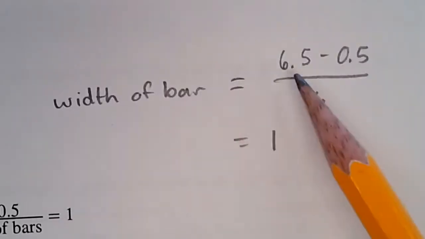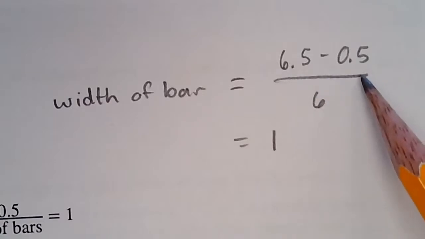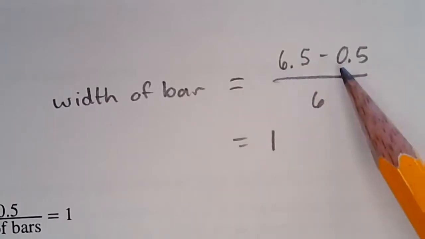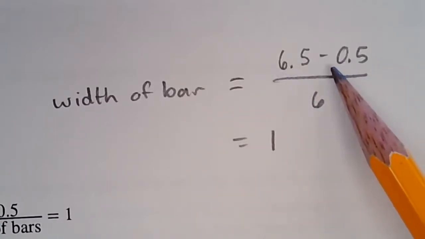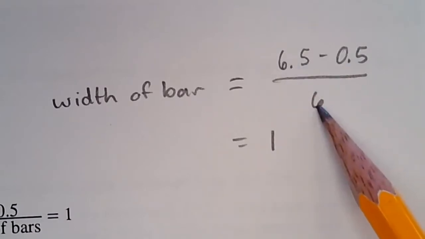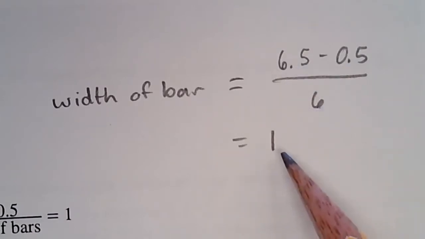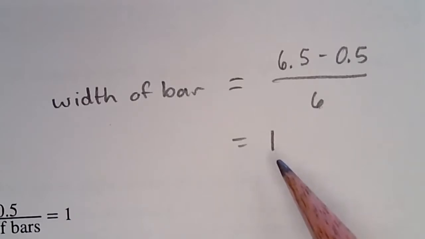For ours, our adjusted ending value was 6.5 and our adjusted starting value was 0.5, so we subtract those, and that gives us 6, and then 6 divided by 6. Now remember, 6 was the number of our bars, and that tells us the width of our bars is going to be 1. So we go down to our histogram, and we know our starting point is 0.5, and each bar is going to have a width of 1.